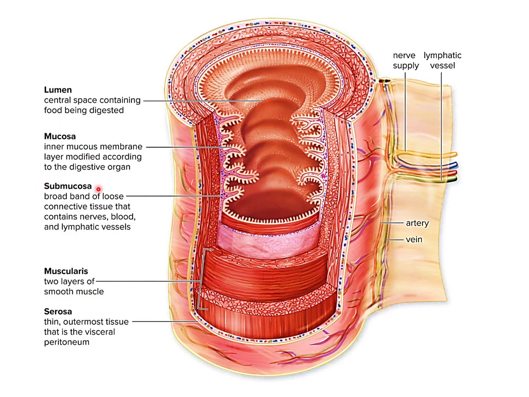Then we have the submucosa. Loose connective tissue contains the vasculature, but also a specialized set of lymphatic vessels we call lacteals, which are important for fat absorption. Then you've got smooth muscle, a couple layers, sometimes three, and that's called the muscularis. And then you have the outermost tunic, if you will, of connective tissue, peritoneal tissue. We call that the serosa.